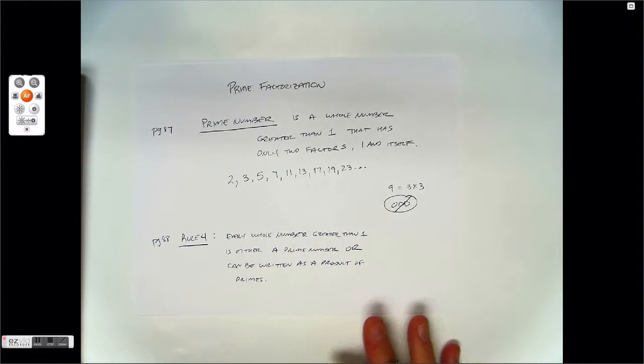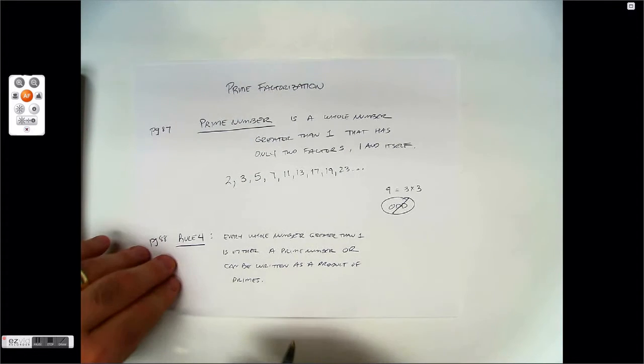So just take a second to think about that. Every whole number greater than 1 is either a prime number itself or can be written as a product of primes. So that covers every number. That means we can break down every number into prime numbers, or it's prime itself. That's very important with us moving forward, breaking numbers down.